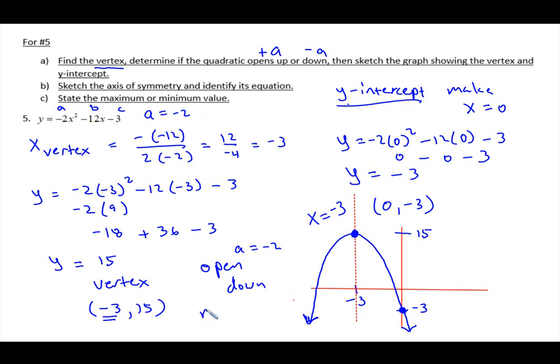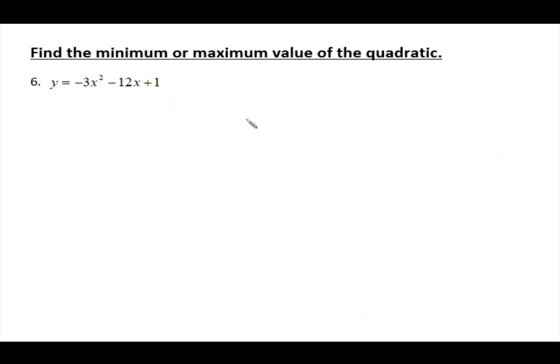So the maximum value, what's the highest point, right? It's the y value of the vertex, right? So the maximum or minimum value is the y value of the vertex. In this case, the y value of the vertex is 15. And it makes sense because if you think about it right here, this is the highest the parabola goes, it's the maximum, and how high is that? It's 15.